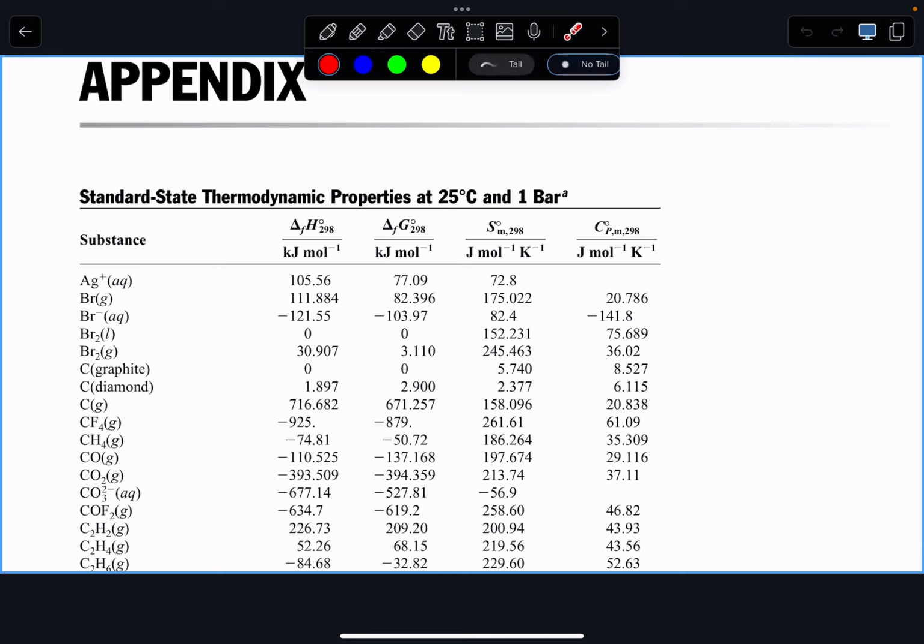So this is what your thermodynamic table looks like. For your chemical species, we'll have our heat of formation, or standard enthalpy of formation, delta H naught 298. And as we were saying, this appendix table is at constant temperature, constant pressure, right? And we have your standard heat of formation, your standard Gibbs free energy of formation, the conventional molar entropy, and also your molar heat capacities.